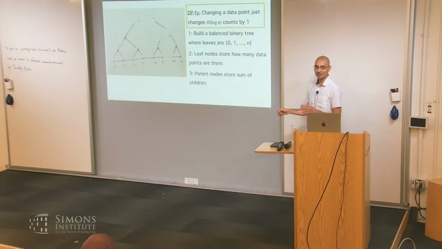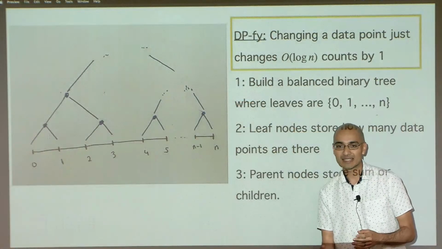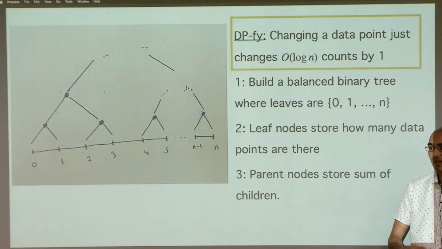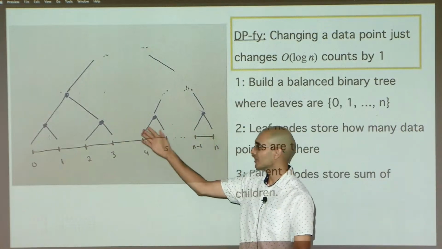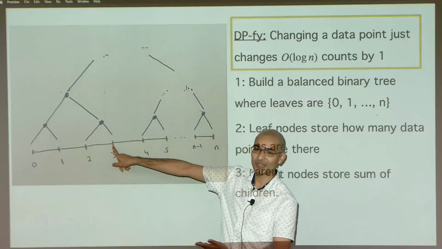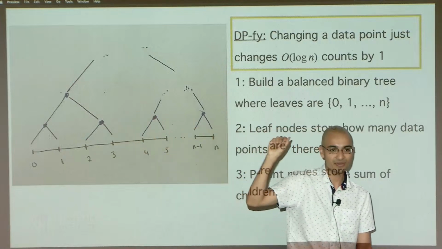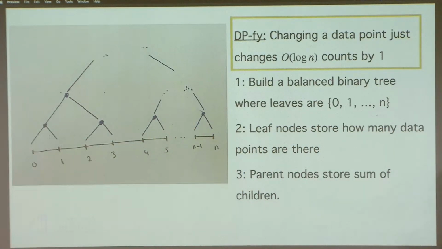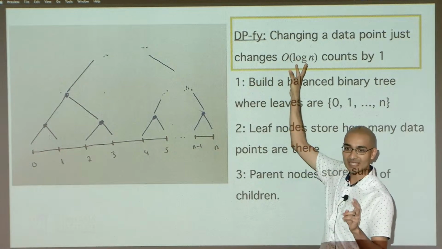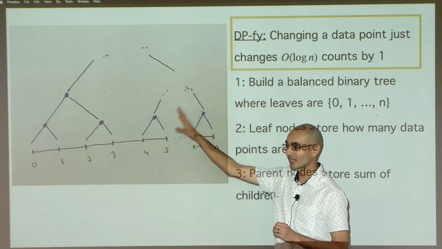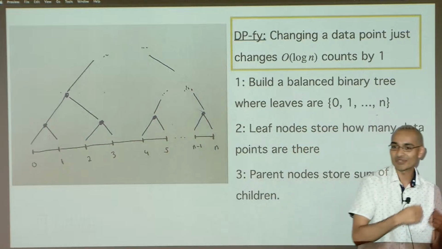So now how do we make it private? What does privacy say? It says if I change or swap one data point, how does it affect my output? My output is this tree data structure. If I add a point at 3, let's say, it's only going to affect the counts along the leaf-to-root path. Each of those counts will be affected by 1, and there are only log n things along the way. So essentially, it only affects log n counts by 1. And that means, there's a common practice in differential privacy: if you can bound this sort of sensitivity, then you can add that much noise to all the nodes in the tree, and then the tree itself will be private.